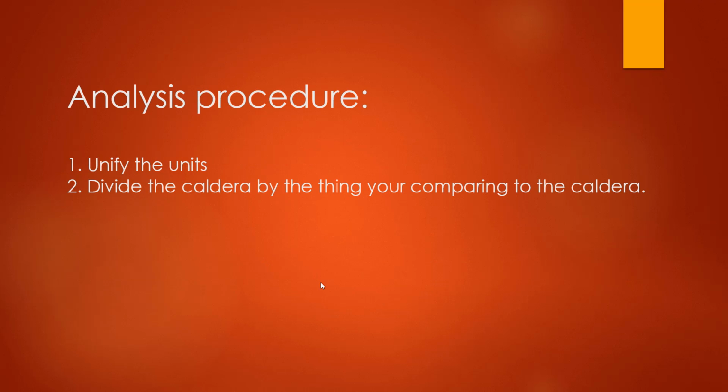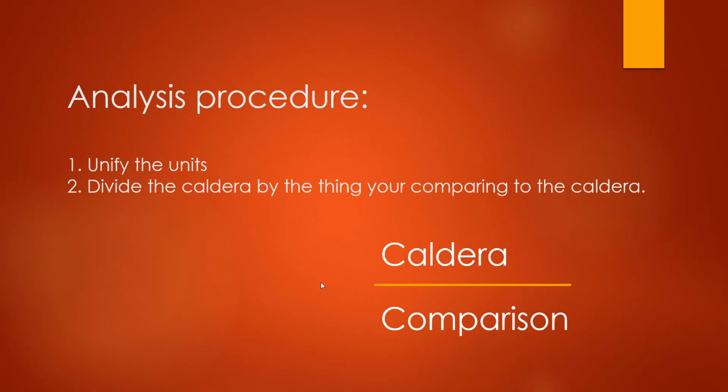So here's the procedure. It's really kind of 2 steps. 1, unify the units, and then divide the caldera by the thing that you're comparing the caldera with. So for example, you'd have the caldera energy in zettajoules on top divided by whatever it is you're comparing it against, and that will tell you how many of those things would equal 1 caldera. So it's a very simple 2-step process. It shouldn't be a big deal.